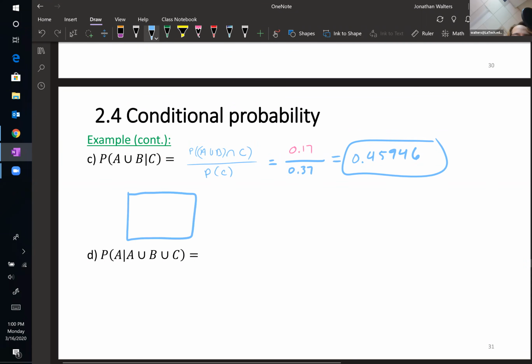Let me just draw the diagram, kind of highlight what the pink part is. The pink part is right here. A union B intersected with C is right here. So you go back to the original diagram that has all the numbers in it, add those three, and then divide by the total C probability. And C is here.